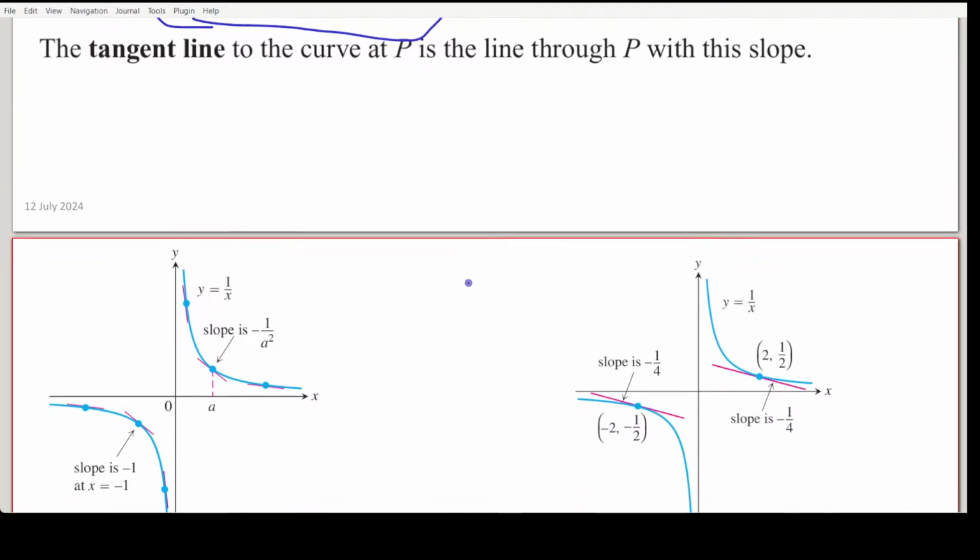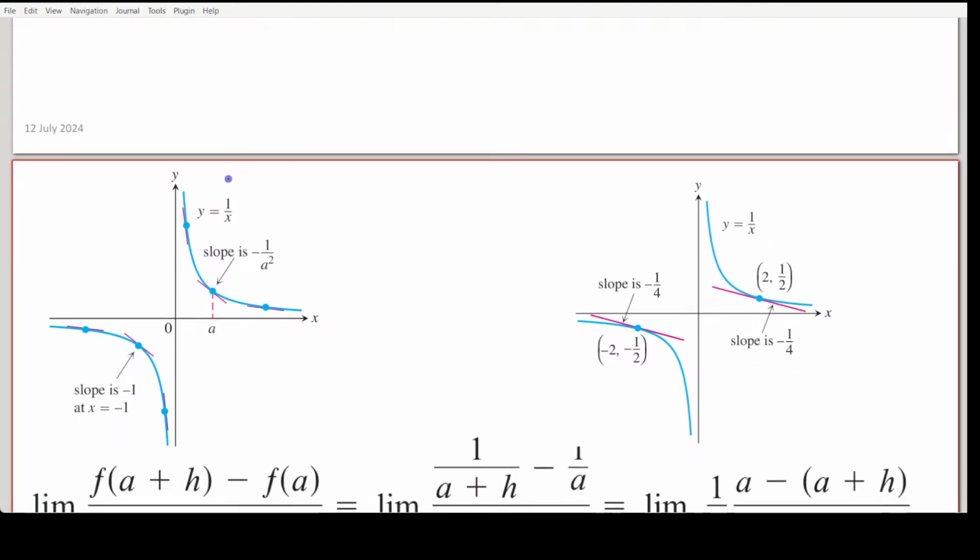Right. Now, let's say the curve is 1 by x. Okay? Now, how do you find the slope of this curve? You know, d by dx of 1 by x is actually equal to what? Minus 1 by x square, right? Minus 1 by x square. You know this.